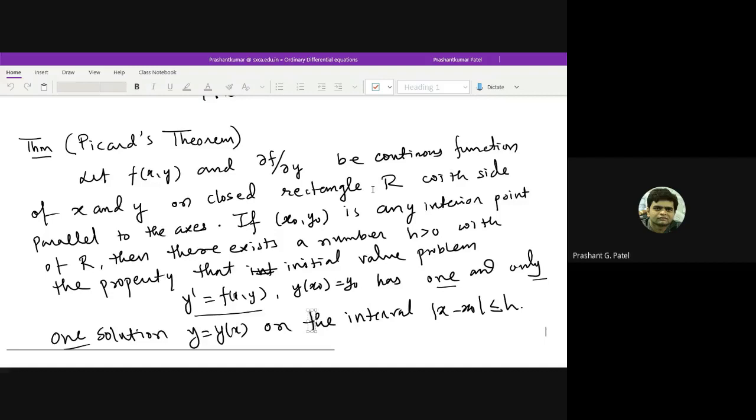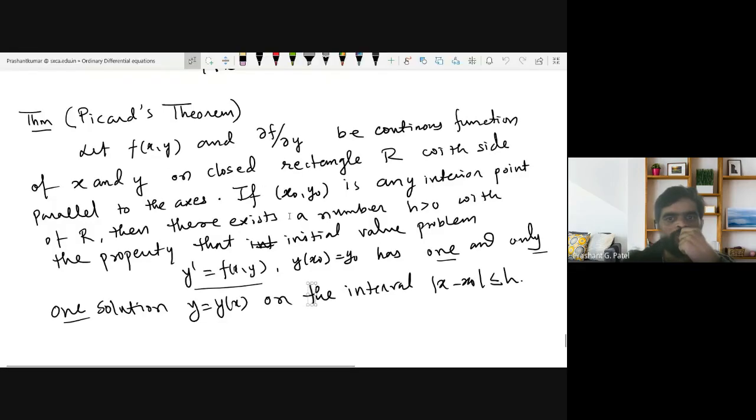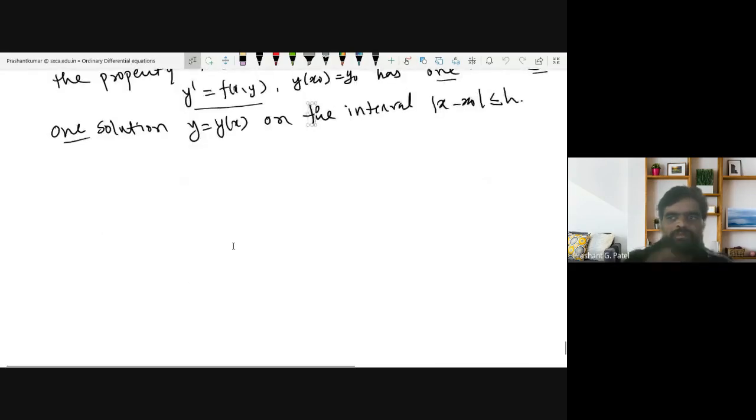R, with the sides of that rectangle parallel to the x-axis, and if x0 and y0 is any interior point of R, let us draw a situation of what is given.